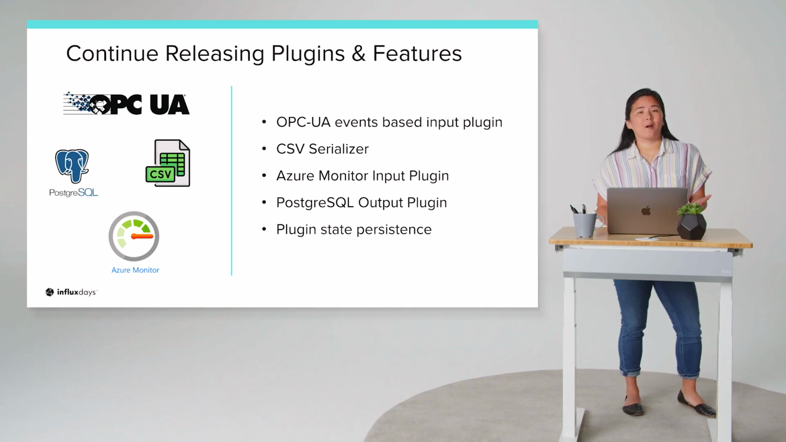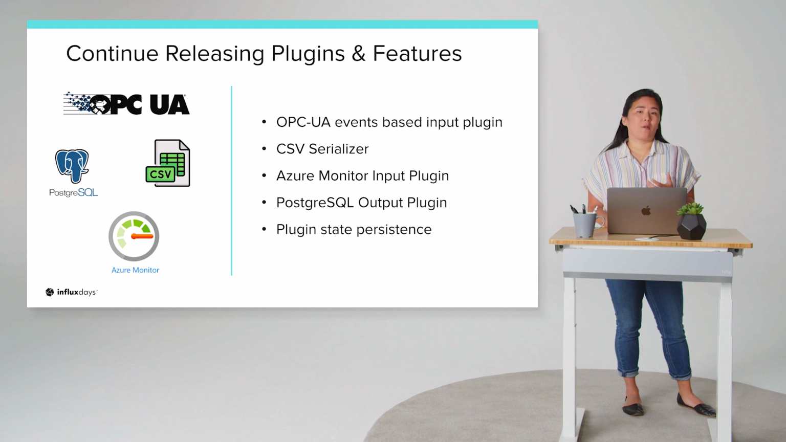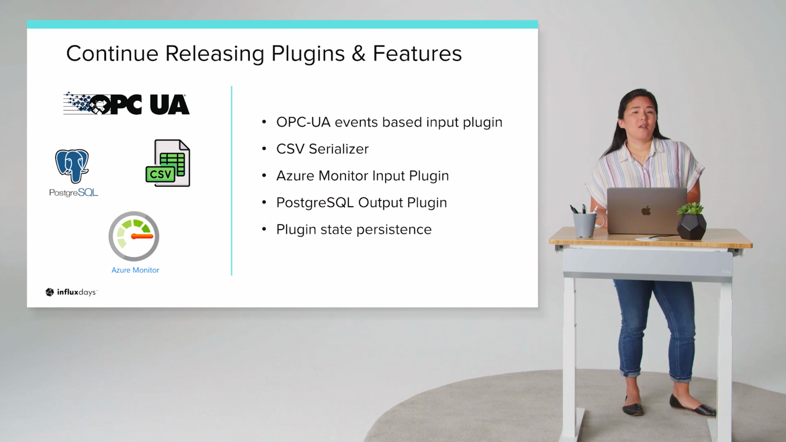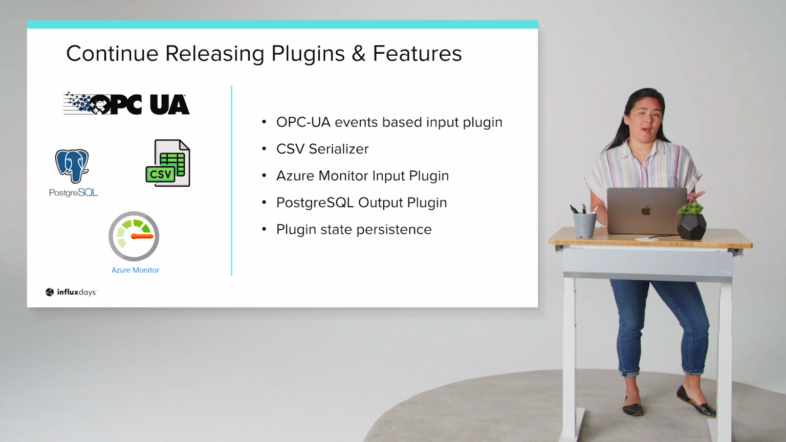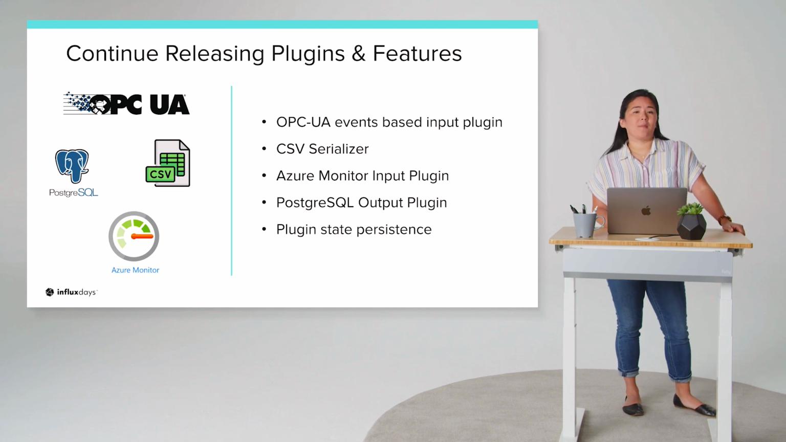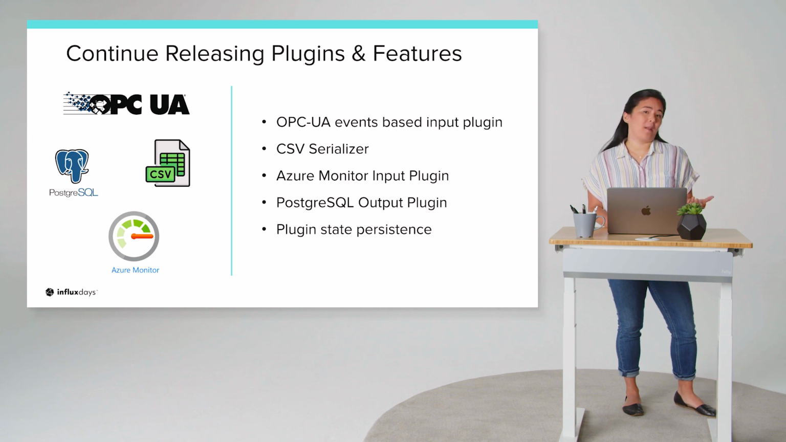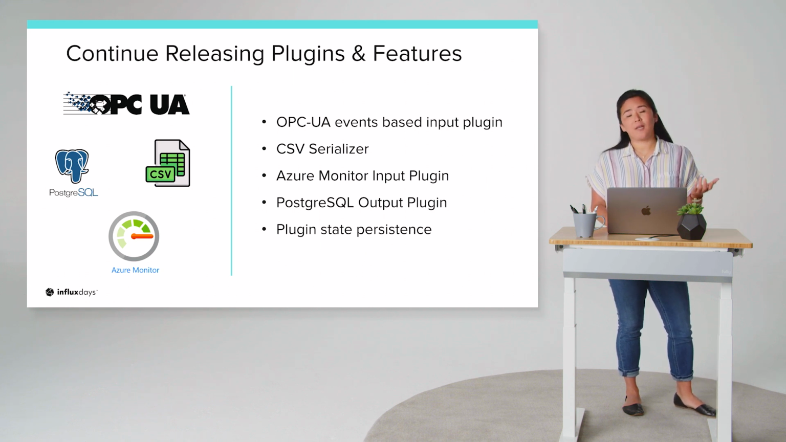Staying true to who we are, we continue to release highly requested new plugins and features. Some of the plugins included in the 1.24 release are the long-awaited Postgres output and CSV data output format. As for plugin development in progress, we are working on adding event support to the OPC-UA plugin. This is valuable because events are a key data type in OPC-UA networks. We want Telegraf to be the go-to data collector for writing to any destination.